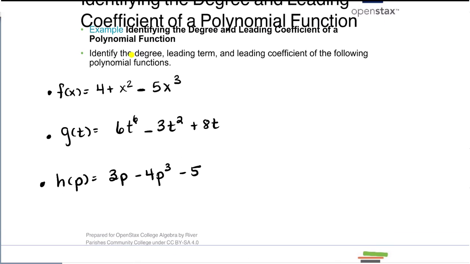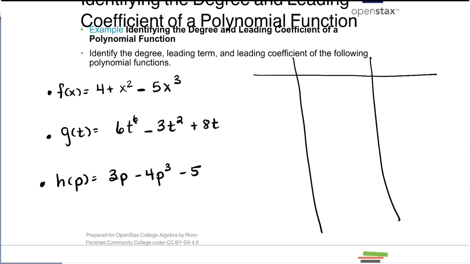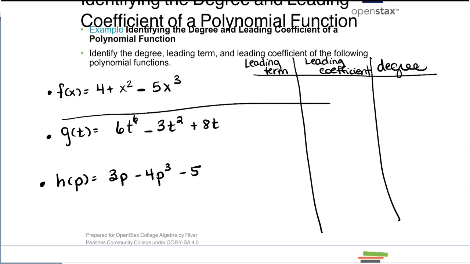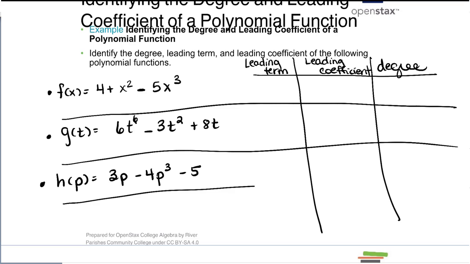So in this example, we want to identify the degree, the leading term, and the leading coefficient of each of the following polynomial functions. So I'm going to make a little table, and I'm going to put the leading term, and then we need the leading coefficient, and then we need the degree. And fill that in for each of these.